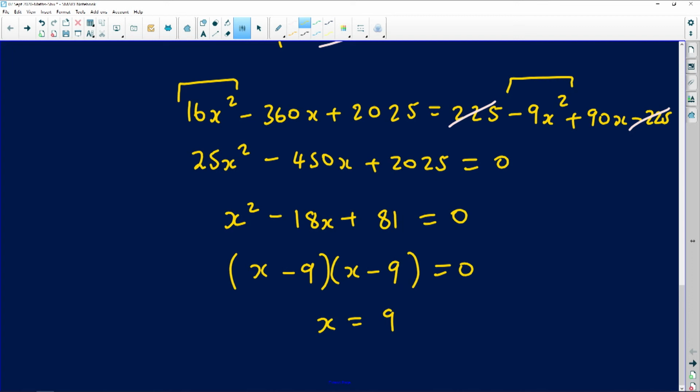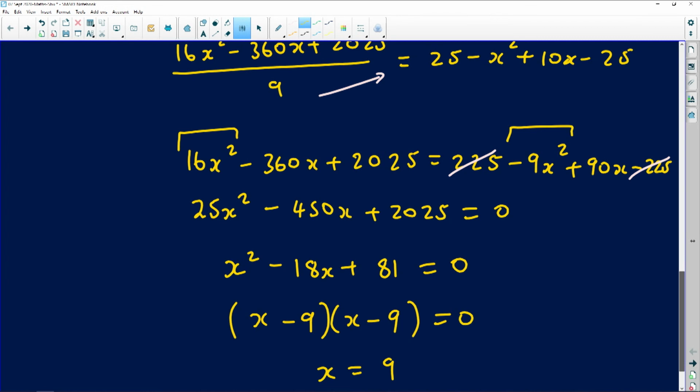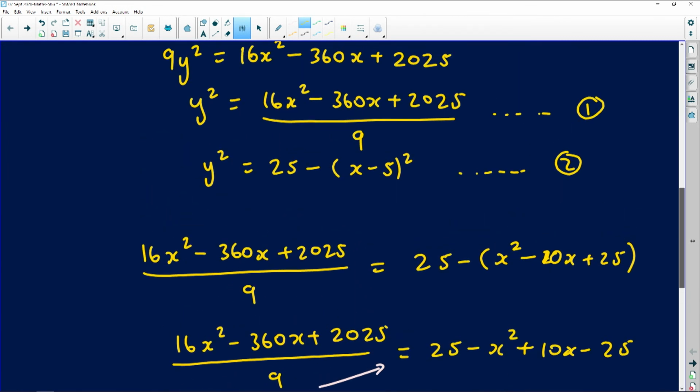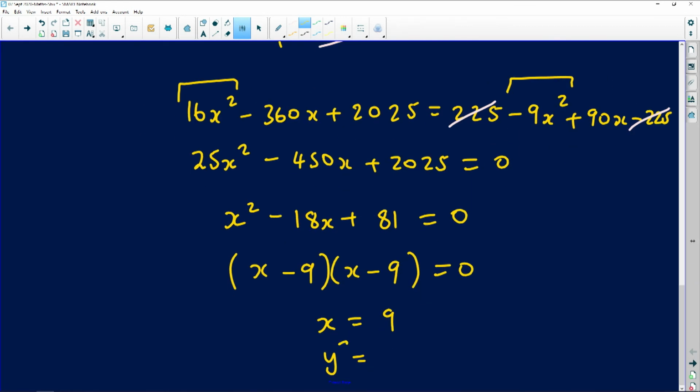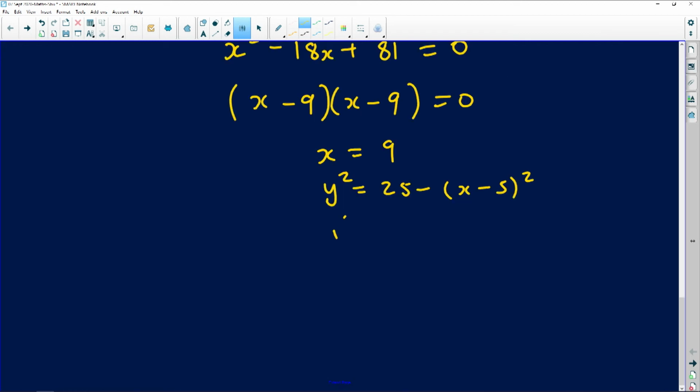Now that I got a 9, I can then go back and try to figure out what my corresponding y value is going to simply be. So I substitute 9 where you see x in either one of your two equations. I like this one: y squared is 25 minus (x minus 5) squared. When you use this to figure out what your y is going to be, you then have y squared is 25 minus, my x is 9, so (9 minus 5) squared. 9 minus 5 is simply 4. 4 squared is 16. 25 minus 16 must give us a 9.